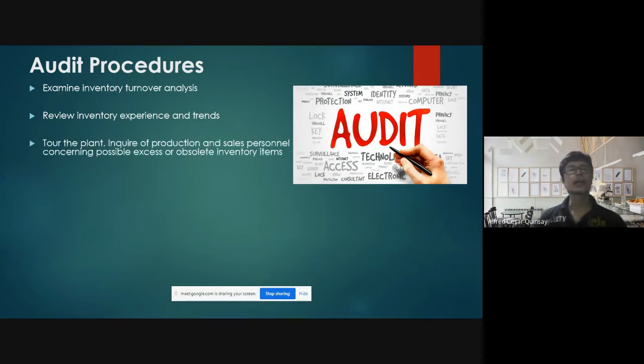Okay, so tour the plant, this is another procedure. Tour the plant, inquire of production and sales personnel concerning possible excess or obsolete inventory items. Kasi iba yung nakikita ng auditor mismo. So usap-usap sila ng mga production people doon. Oh, kumusta ba? Magkano, ilan ba yung lumabas? Hindi kasi ito lang yung lumabas. Bakit dito sa records? So nagkakaroon na ng overpricing. And sales personnel concerning possible excess or obsolete inventory.